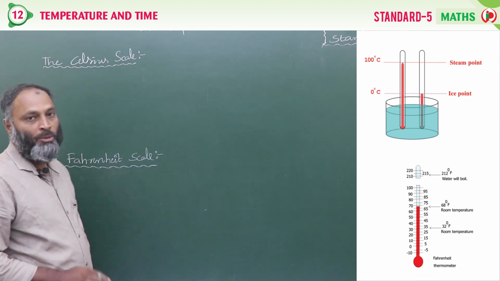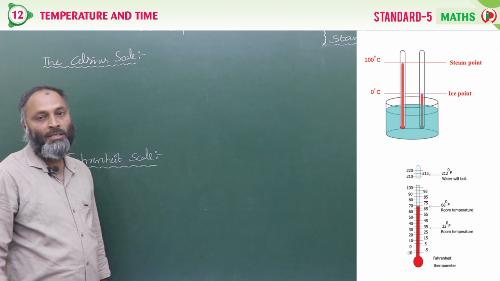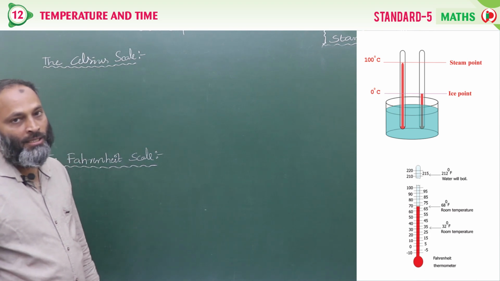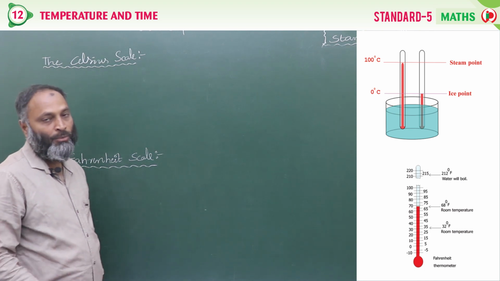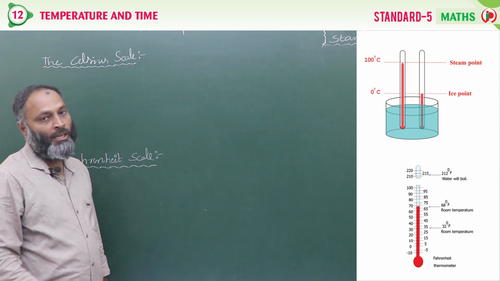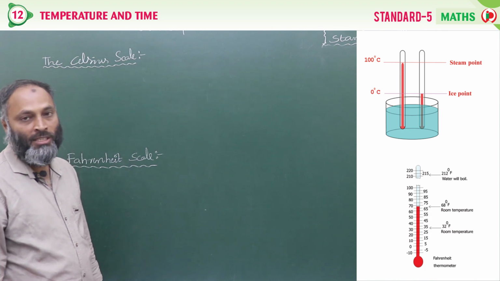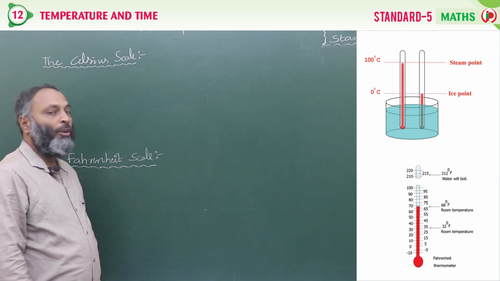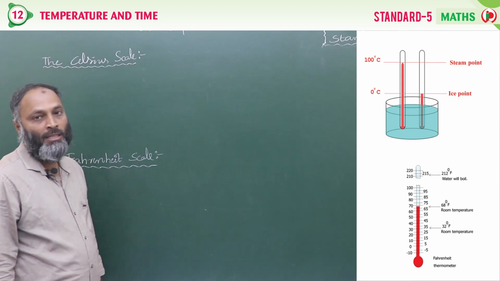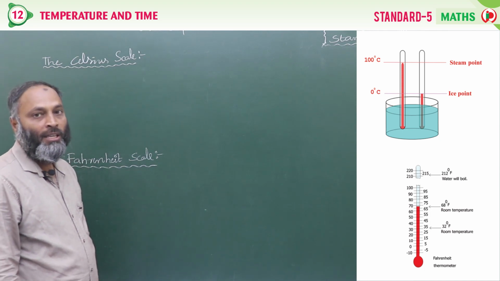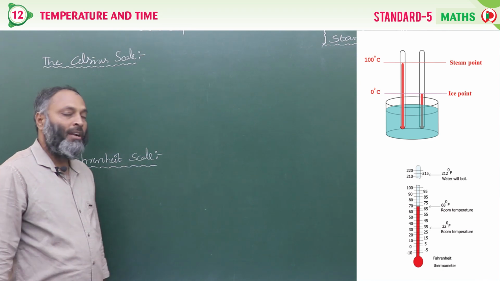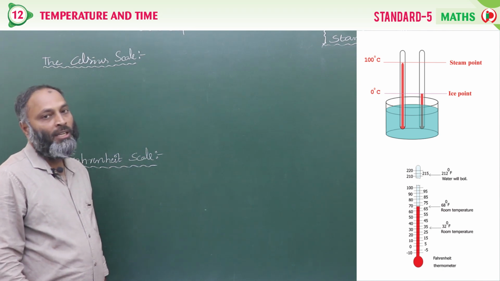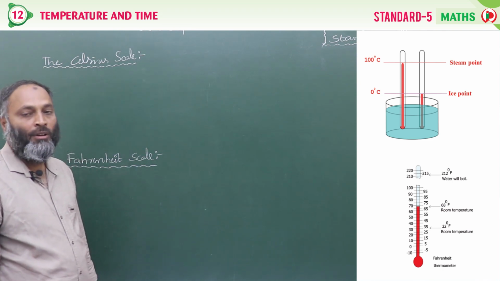So this is the difference between degrees Celsius and degrees Fahrenheit. In degrees Celsius, 0 degrees Celsius is the freezing point of water, and in Fahrenheit, 32 degrees Fahrenheit is the freezing point of water. And for the boiling point, 100 degrees Celsius is the boiling point of water in Celsius, and in degrees Fahrenheit, 212 degrees Fahrenheit is the boiling point of water.